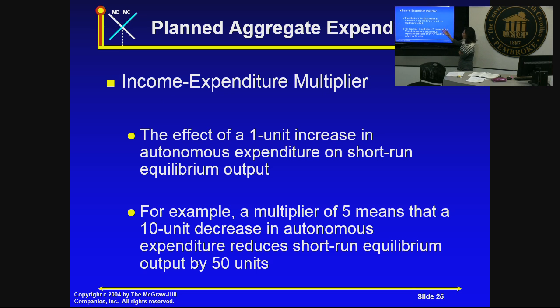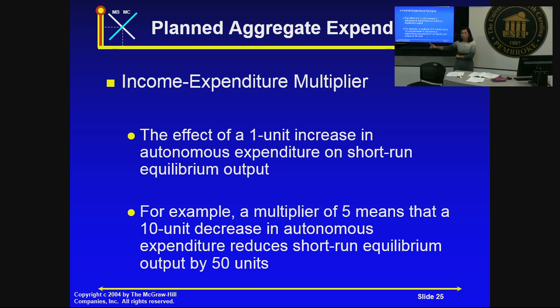So remember we said that if you decrease or increase it by 10 units on your PAE, then it has the effect of 5 times that unit on your income. For example, a multiplier of 5 means that a 10 unit decrease in autonomous expenditure reduces short-run equilibrium output by 50 units.